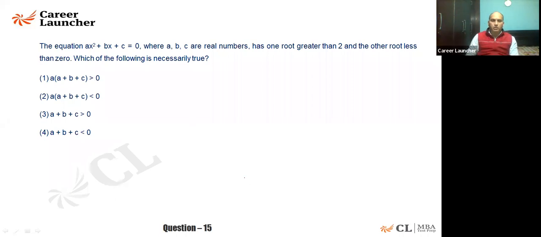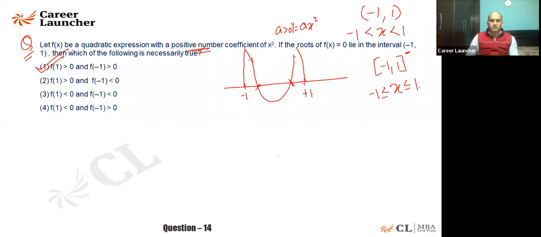So talking about the earlier question, sorry, we forgot to record this. I know when the coefficient of x square is positive, the parabola will form in the upward direction. Here it is given that the root lies between -1 and +1. This is known as an open interval. Open interval means the value of x is greater than -1 and less than +1. It cannot be -1 or +1.